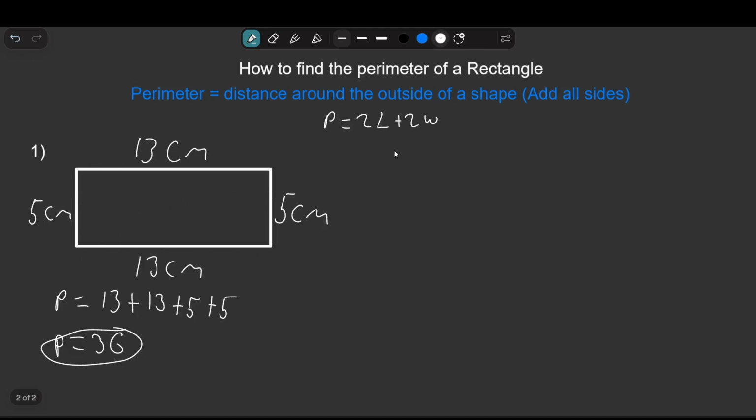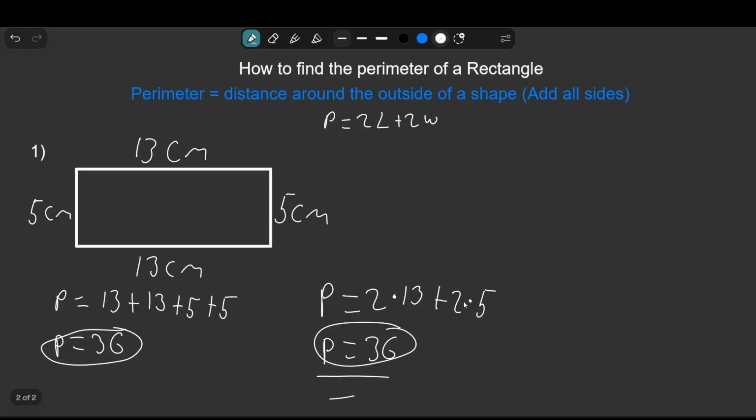So we can do it like this. Perimeter equals 2 times 13 plus 2 times 5, which again will equal 36. Because if you do 2 times 13, you'll get 26, and 2 times 5 equals 10. 26 plus 10 is 36. So this was the first example.